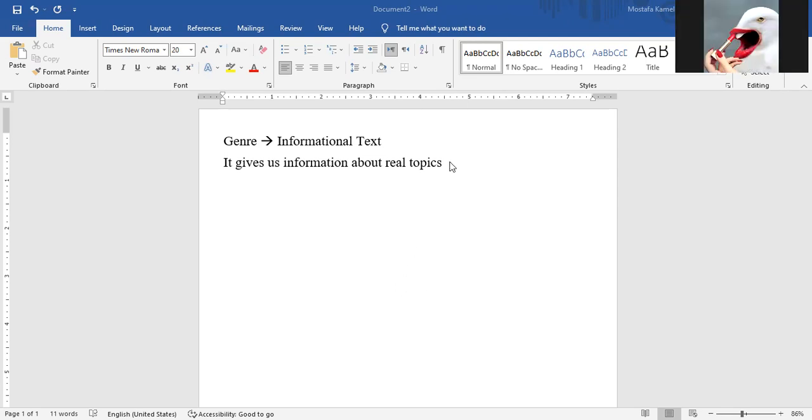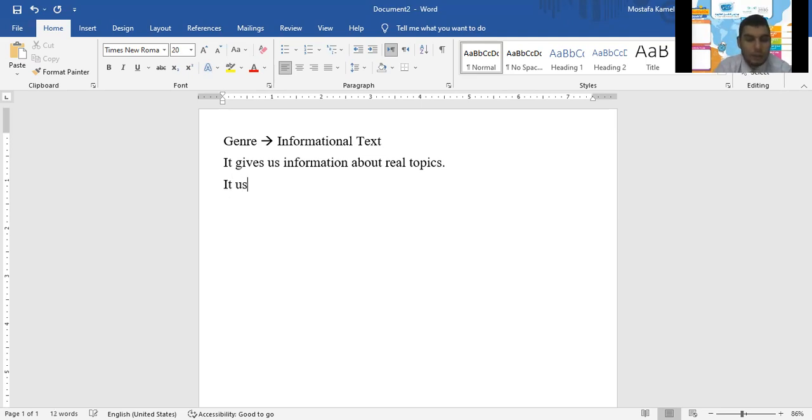Okay, Yusuf Khalid. What can you add about the informational text? What does it use? Facts or fiction? Facts. Very good. So it uses facts. Very, very good. Thank you very much for that.